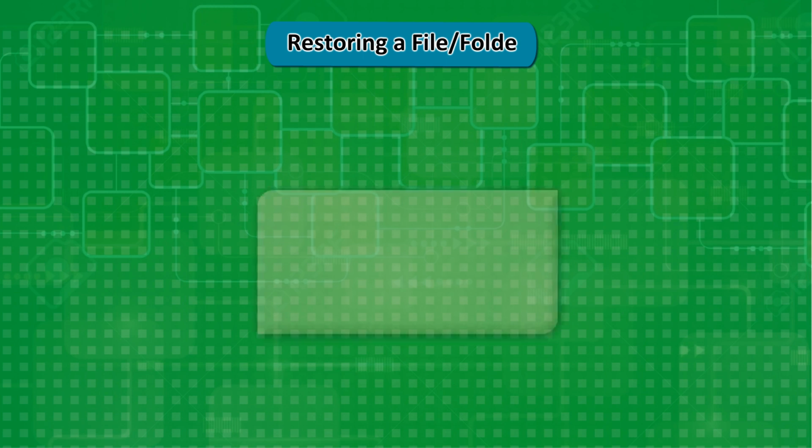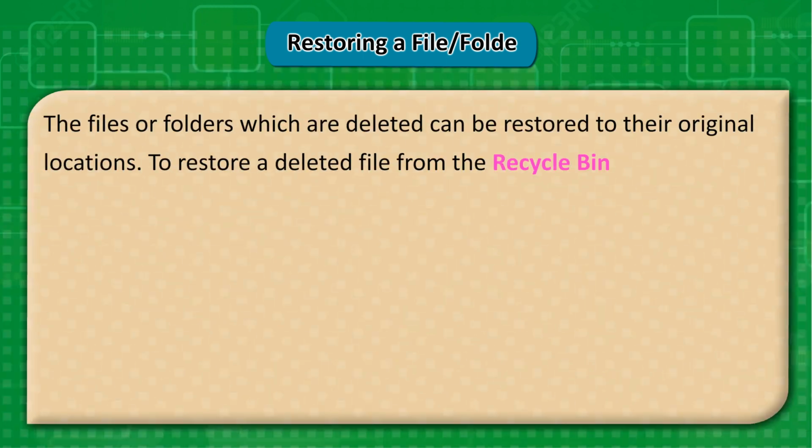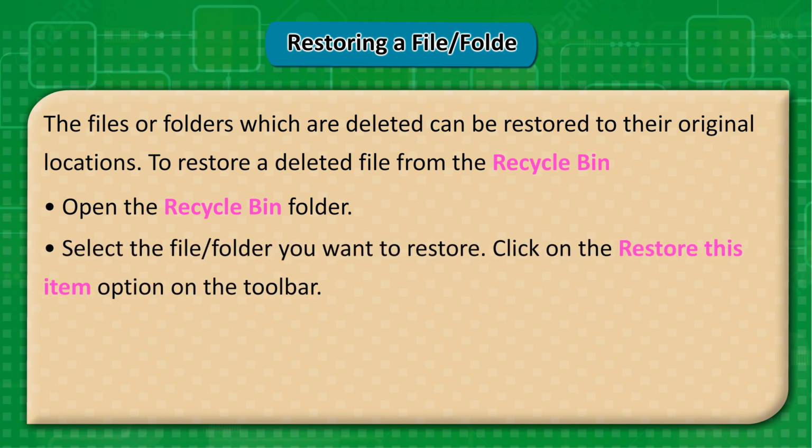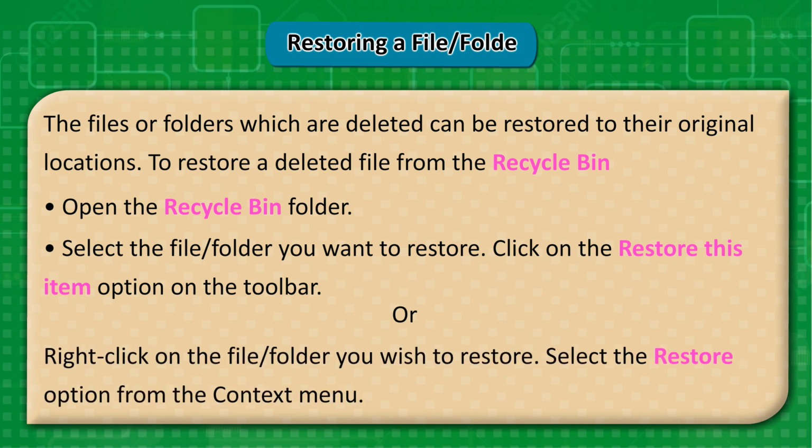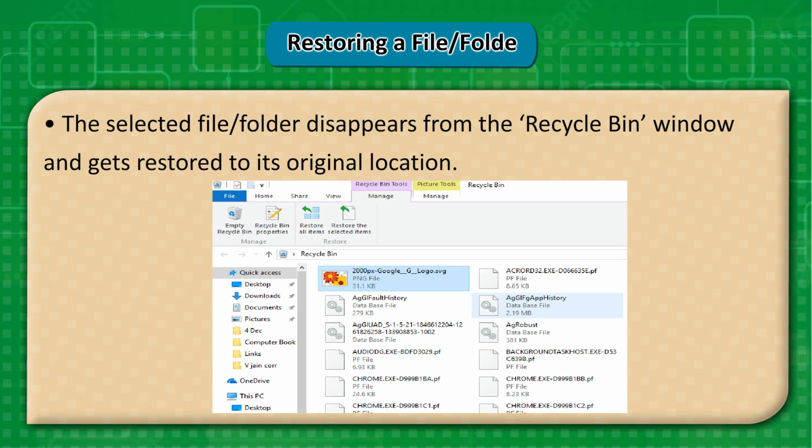Restoring a file/folder. The files or folders which are deleted can be restored to their original locations. To restore a deleted file from the recycle bin, open the recycle bin folder. Select the file/folder you want to restore. Click on the Restore this item option on the toolbar. Or right-click on the file/folder you wish to restore. Select the Restore option from the context menu. The selected file/folder disappears from the recycle bin window and gets restored to its original location.